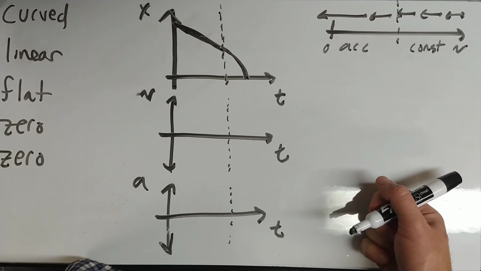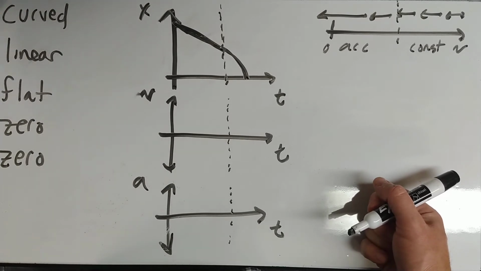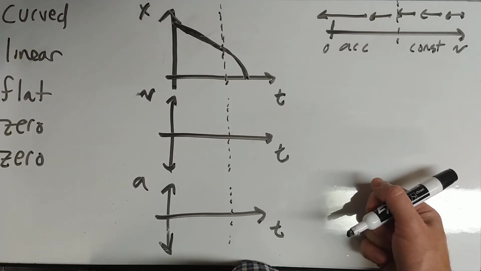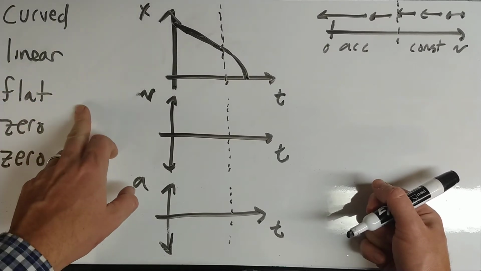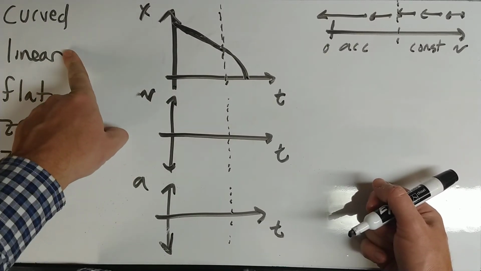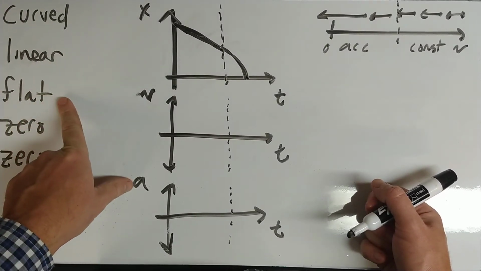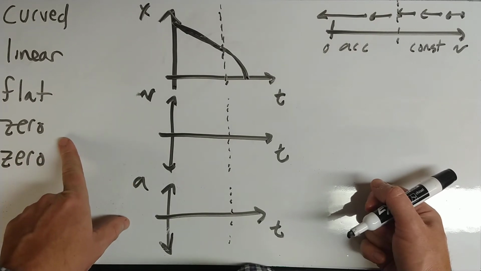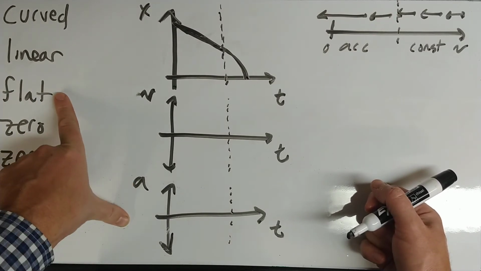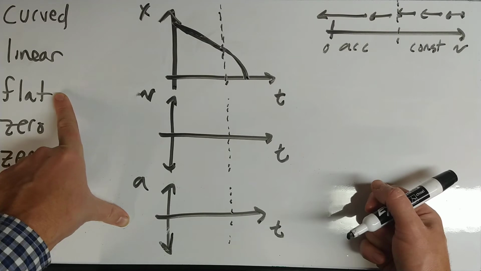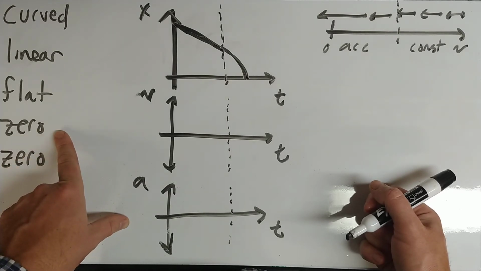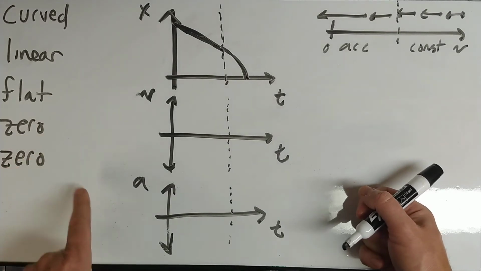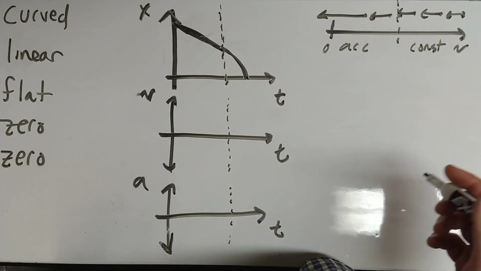So if the first graph is curved, if the position is curved, velocity is linear, acceleration is flat. If position versus time is linear, the velocity must be flat, the acceleration must be 0. If the position is flat, that means it's not moving. Therefore, the velocity would be 0 and the acceleration would be 0.